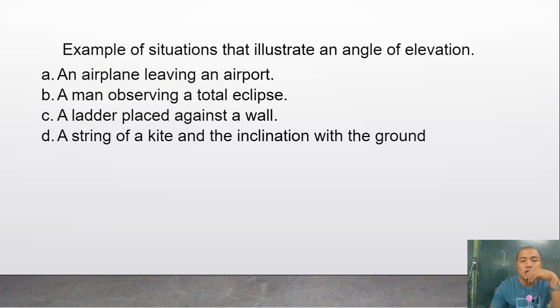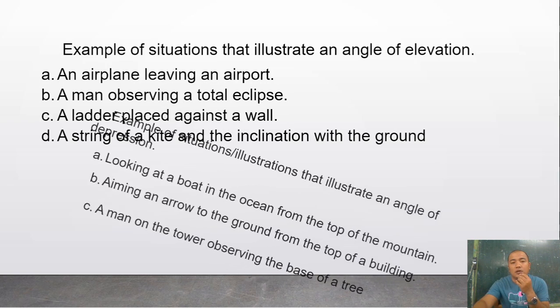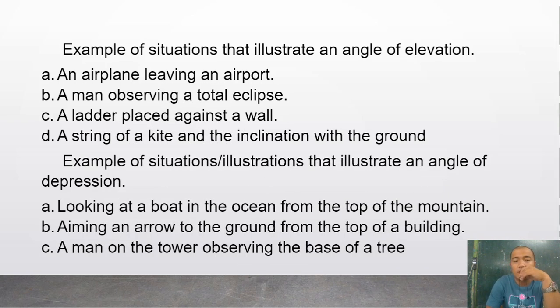Okay, examples of situations that illustrate an angle of elevation. An airplane leaving an airport. A man observing a total eclipse. A ladder parked against a wall. String of a kite in inclination with the ground. Okay, which are all above. Objects are above. Okay, illustration of angle of depression. Looking at a boat in the ocean from the top of the mountain. Aiming an arrow to the ground from the top of a building. A man on the tower observing the base of a tree.